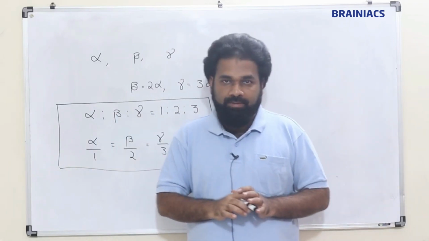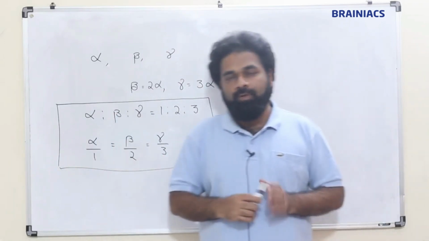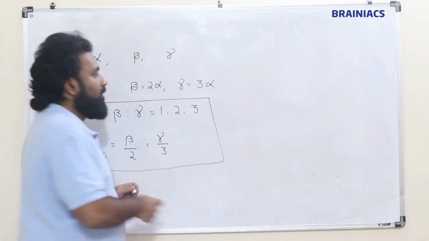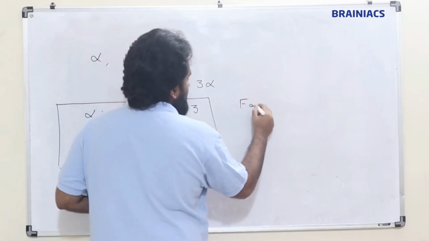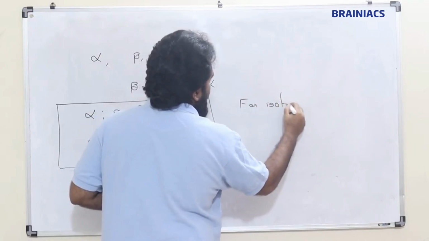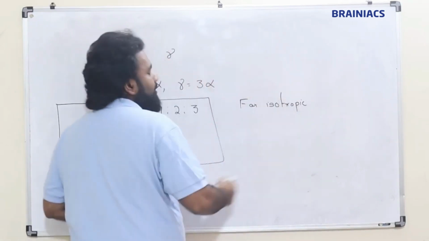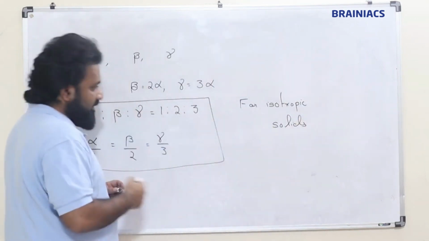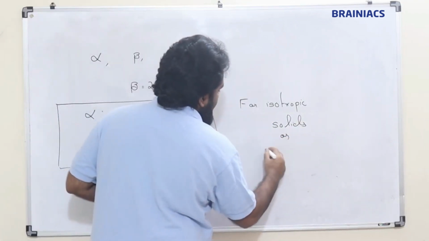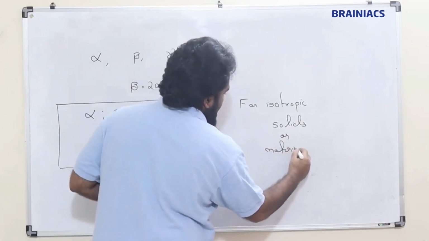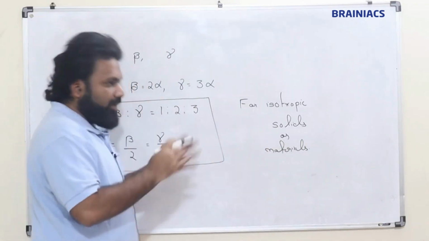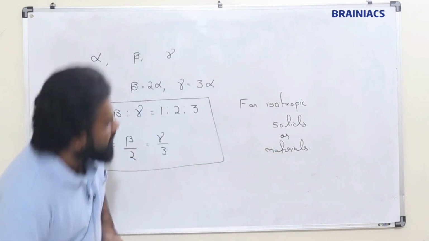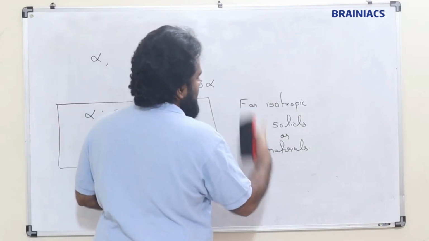isotropic solids. What is isotropic solids? Isotropic solids means it has got same properties in different directions. Okay, for isotropic solids or materials, we can say generally materials. Because volume expansion happens in liquids also, so it is not exclusively for solids. We can say this is for materials.